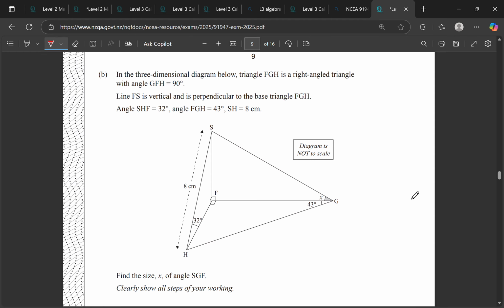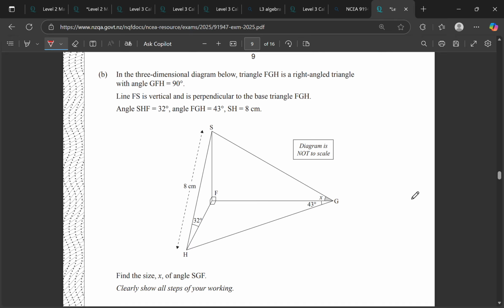In the three-dimensional diagram below, triangle FGH is a right-angled triangle with angle GFH equals 90. Line FS is vertical and is perpendicular to the base triangle FGH. Angle SHF is 32 degrees. Angle FGH is 43 degrees. And SH is 8 centimeters. Find the size of x, the angle SGF.